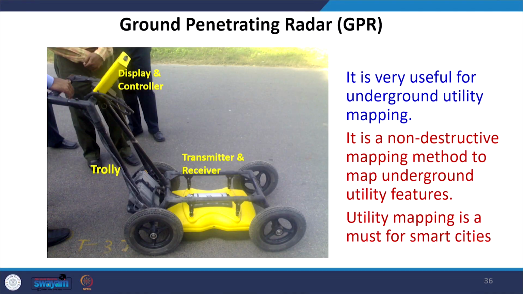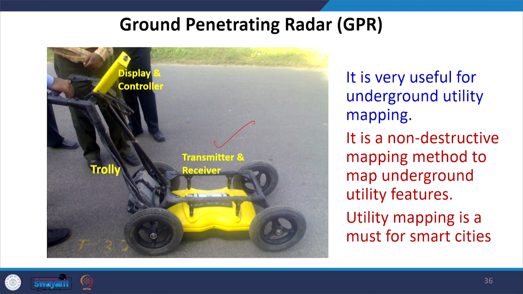Then for underground utility mapping, we have an instrument which we call GPR, ground penetrating radar, very useful nowadays in smart city applications. Underground utility mapping has become very important, almost a prerequisite. This instrument is a wonderful, non-destructive method of mapping underground utility features. It has a transmitter and a receiver which transmit radio signals to the ground, and on the display we can see the reflected signals coming from the ground.